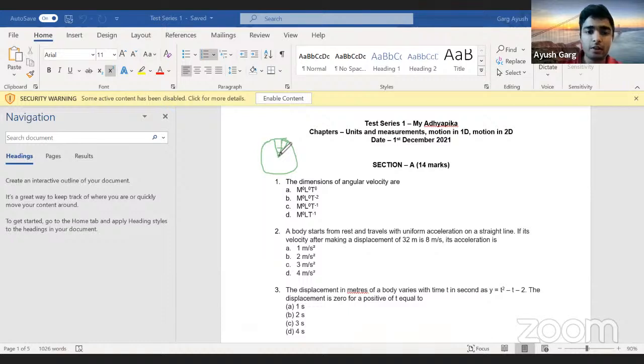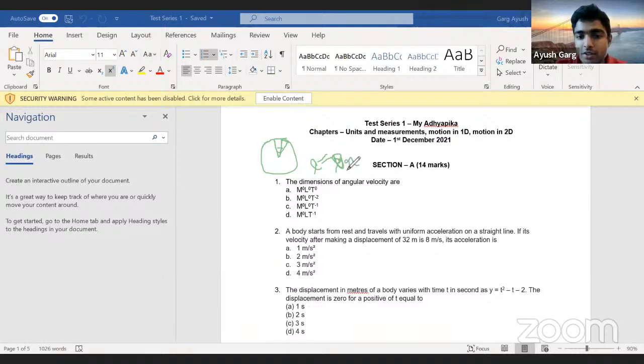Okay. So the answer for this question is going to be M0 L0 T minus 1. And why exactly is that? Because angle is a dimensionless quantity. As you know, you also know this equation, right? L is equal to theta into R.